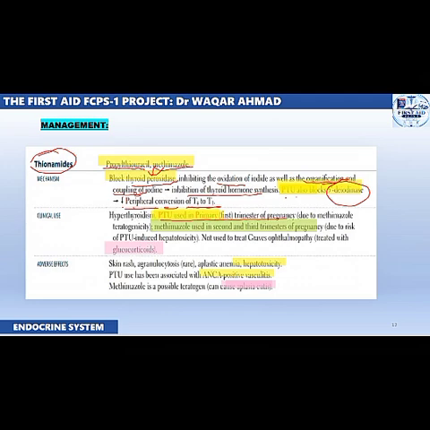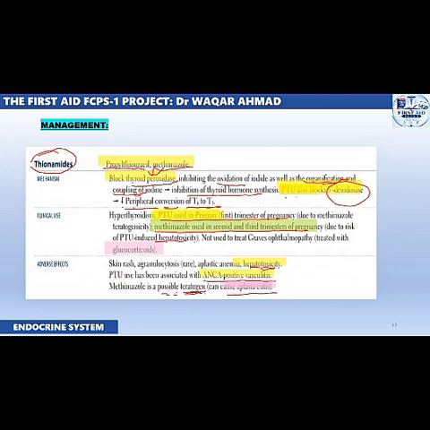Now, note the high yield point. PTU, propylthiouracil, is used in the first trimester of pregnancy, and methimazole is used in the second and third trimester of pregnancy. PTU is not used in the second and third trimester due to PTU-induced hepatotoxicity, and methimazole is not used in the first trimester due to its teratogenic effects. It can cause aplasia cutis. Also remember that PTU can cause ANCA-positive vasculitis.